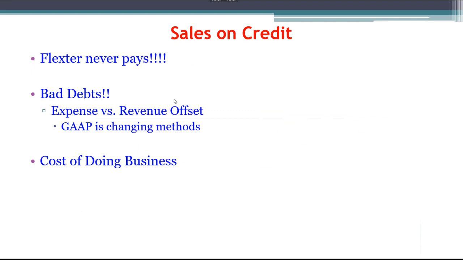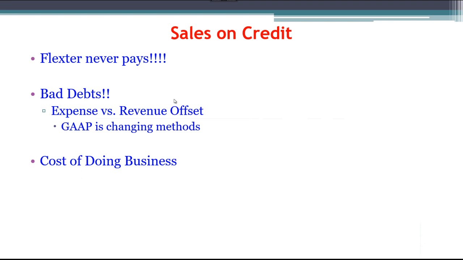It's considered the cost of doing business. If you're allowing for flexible payments, then unfortunately you're generally going to have some customers, for whatever reason, intentionally or unintentionally, that can't or won't pay their bill. So the question here is, what do you do with that? It's considered a cost of doing business again.